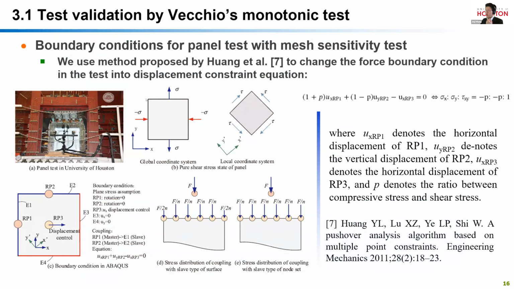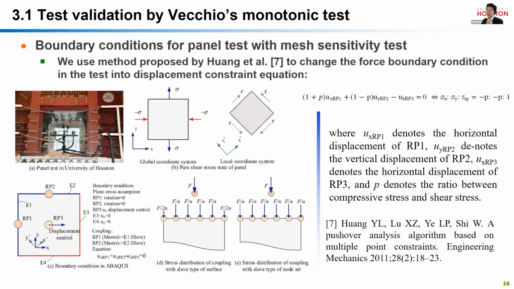As shown in this figure, it applies the compression load in one direction and the tension stress in another direction. And using the stress transformation, we can know that this stress state can be converted to the pure shear stress state.